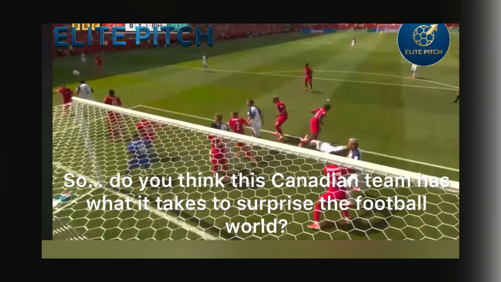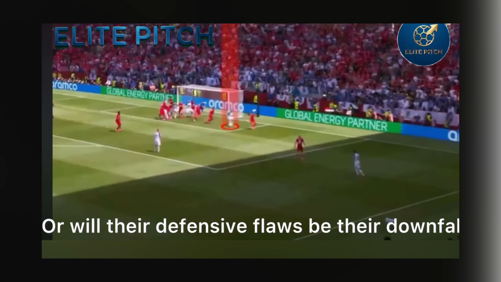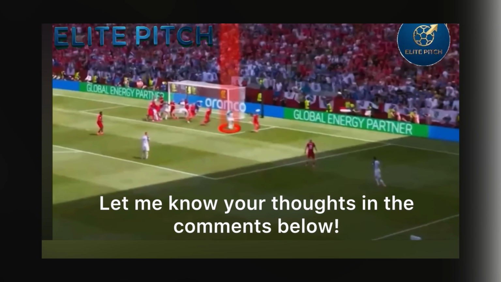So, do you think this Canadian team has what it takes to surprise the football world? Or will their defensive flaws be their downfall? Let me know your thoughts in the comments below.